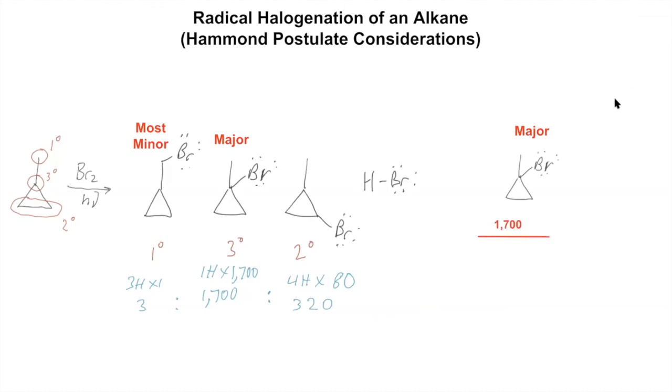Oh, and I did work out the percent yield of the major, 84%. And I bet the secondary is less than 1%, the most minor. This is going to probably be almost 16%. You can work it out. Okay, and then let's look at the mechanism.